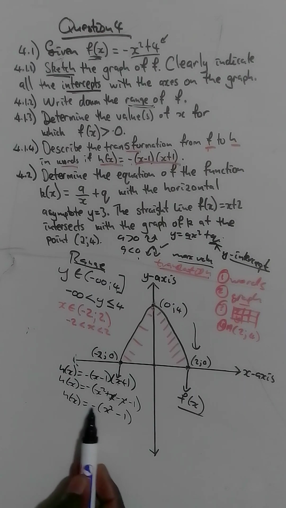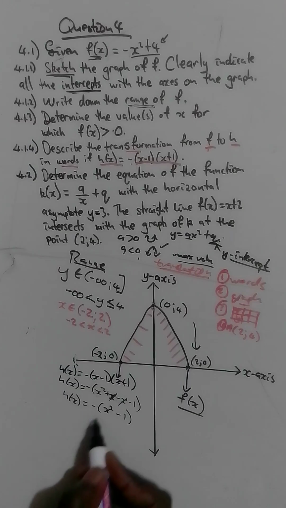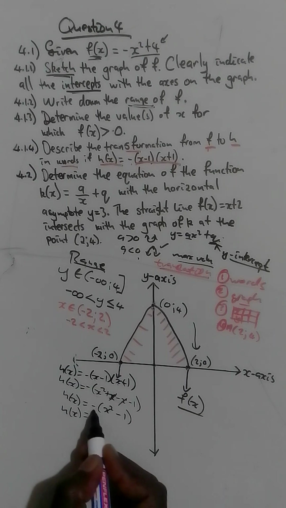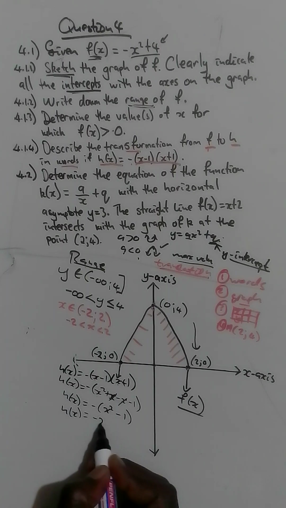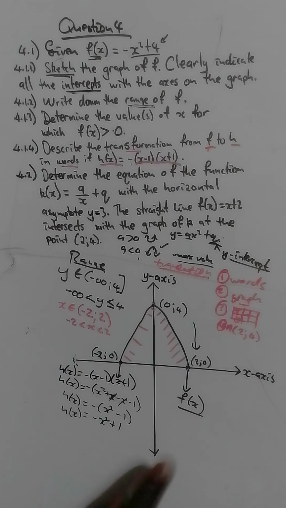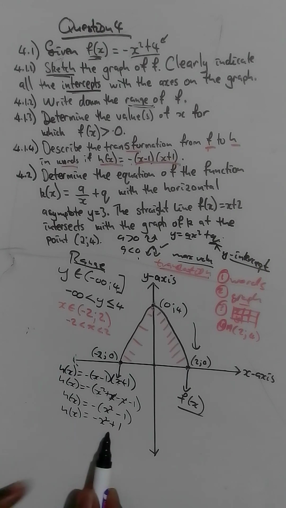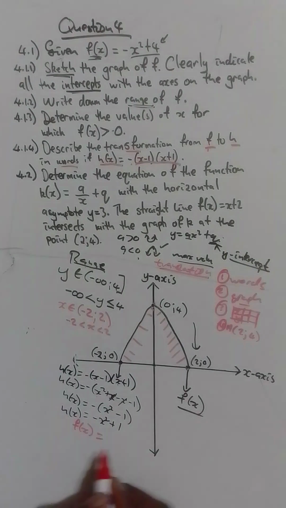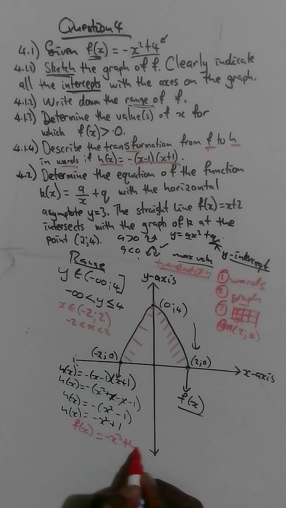Now what do I do? I must multiply in. So my h of x, negative times positive, that's a negative x squared, negative times negative, that's a positive 1. Now observe, I've got my equation of h of x is negative x squared plus 1. And let me bring my f of x closer. My f of x, which I was given here, is negative x squared plus 4.